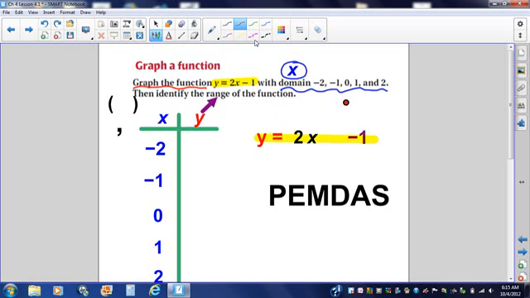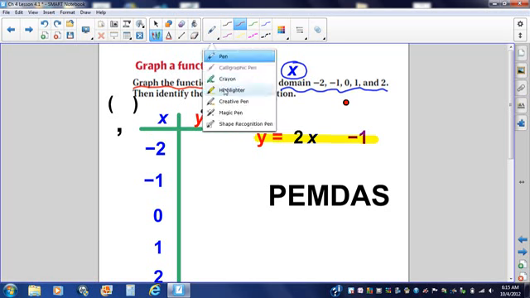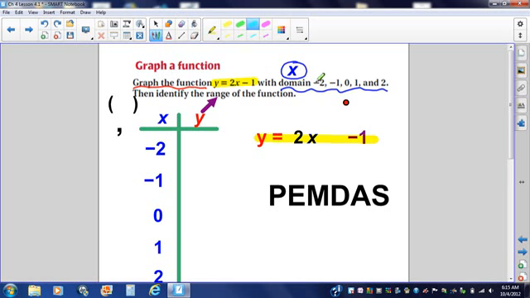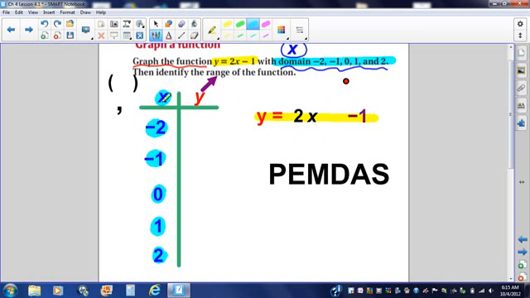Notice that I took all the numbers that they gave me for the domain, or my X, and I put them on the side that has my X. So next thing I want you to do is underneath the X, put -2, -1, 0, 1, and 2.